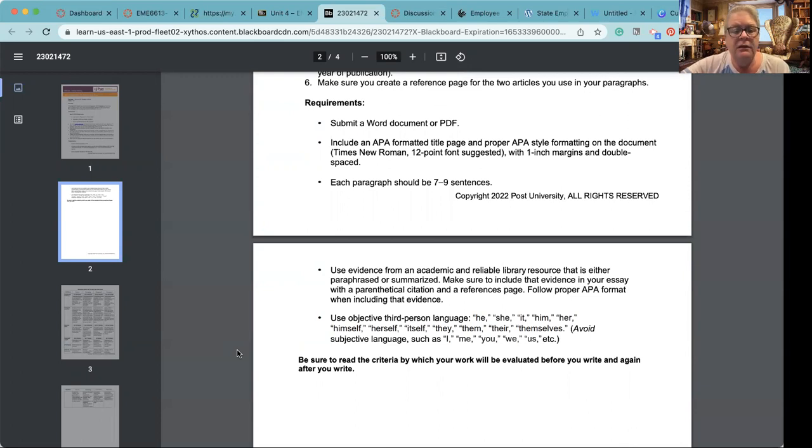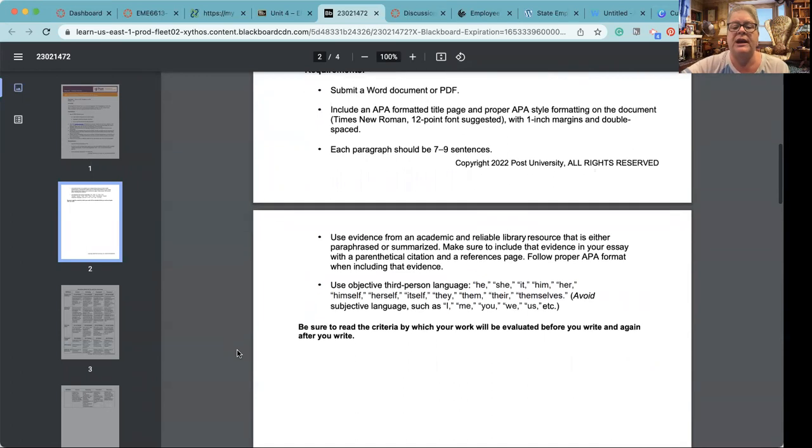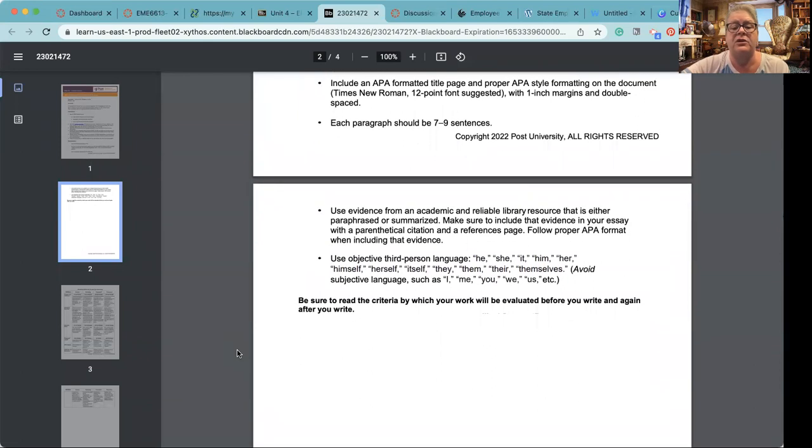As you're writing, I reminded you about this earlier, but this is a good reminder again: use objective third person language. We do not need you to say, I think this or I think that. This is an academic paper. So you want to use regular third person objective language and avoid first person and even second person use.